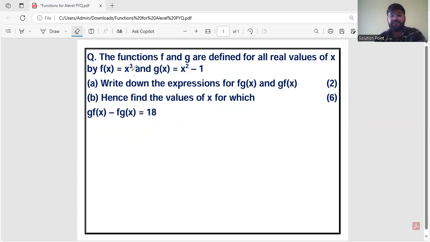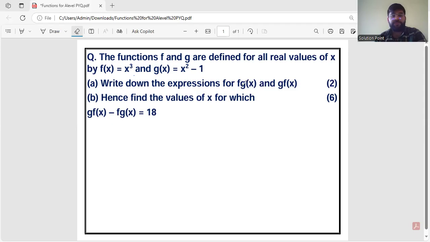Now f of x equals x cubed means for any value of x in the function f, whenever you put any value of x it will cube that value. For example, f of 1 will be 1 cubed, and f of 2 will be 2 cubed. Similarly, g of x means we need to square that value and then subtract 1 from it. So g of 1 means 1 squared minus 1, g of 2 will be 2 squared minus 1, and so on.